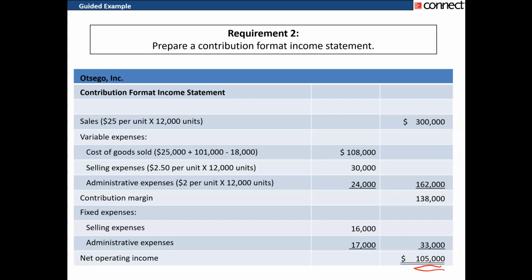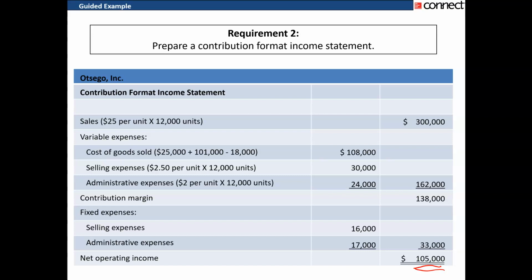So everything that you put on a traditional format is the same thing you put on a contribution format. The only difference is we're going to take the variable and the fixed expenses and separate them out. Instead of putting them together to get a total selling and then a total administrative, we're going to take the variable and subtract it from sales to get our contribution margin. Then we'll subtract our fixed expenses after. Still using the same numbers, still getting the same answer.